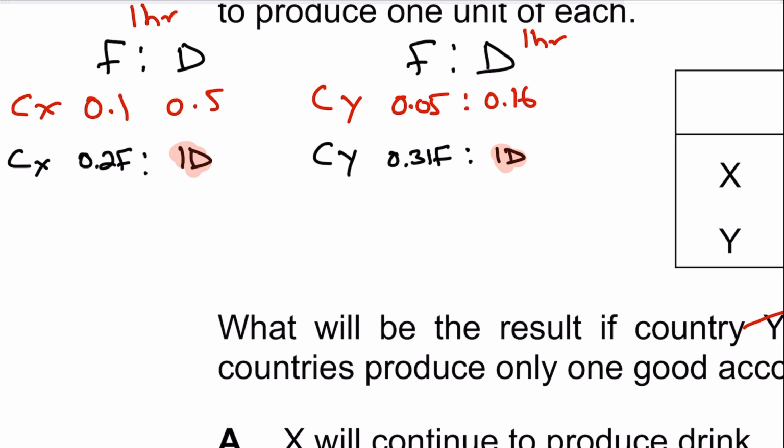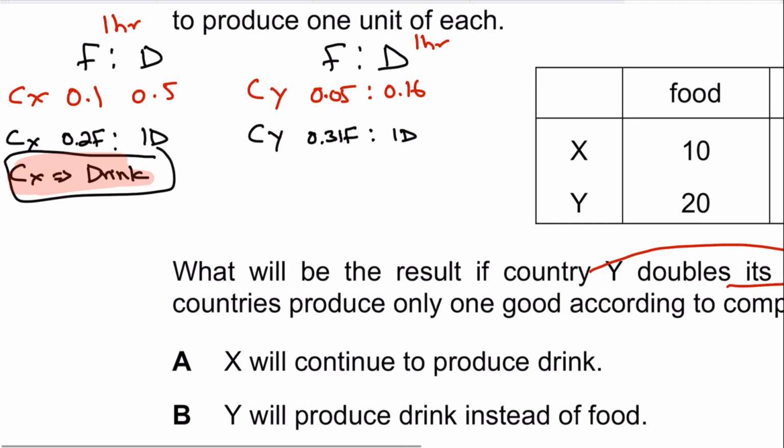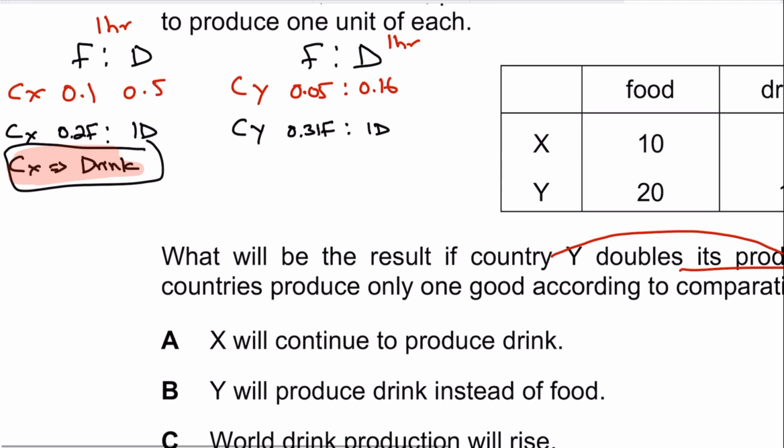So for country X, in order to produce one drink, 0.2 units of food are foregone, and to produce the same one drink in country Y, 0.31 units of food are foregone. So obviously you need to forgo more food in country Y in order to produce a drink. So definitely country X has a competitive advantage in producing drinks, because you need to forgo less food. So we came to that conclusion. Now let's also calculate the competitive advantage for food as well. Let's do that as well.